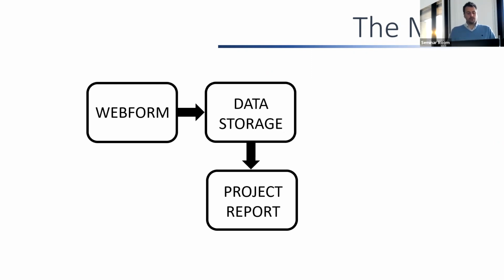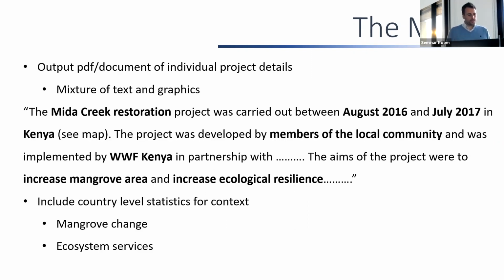And then this will allow us to also create project reports. So this is going to be an output, a PDF document on the individual project details. There's about 4 to 5 pages and a mixture of text and graphics. I've just made an example up from Kenya. This is completely made up information. So we can take the name of the project, when it was carried out, who were the partner organizations, and what were the aims of the project, to create this narrative that explains the information. And as you put more details in, the document gets updated.